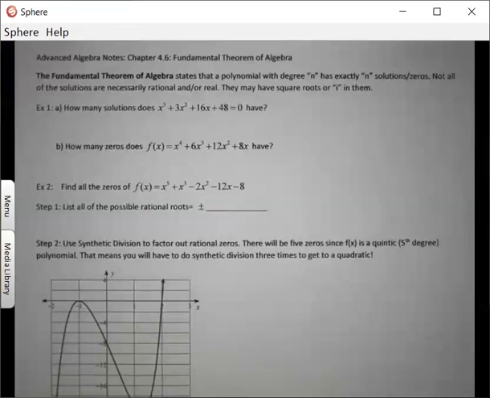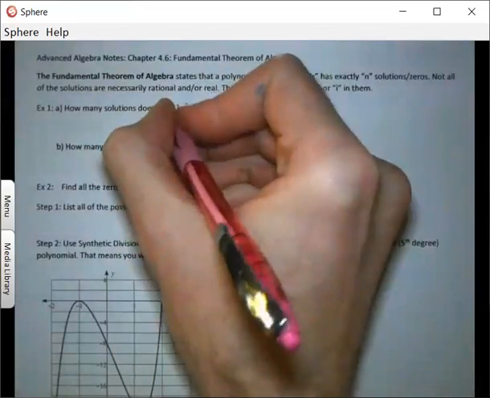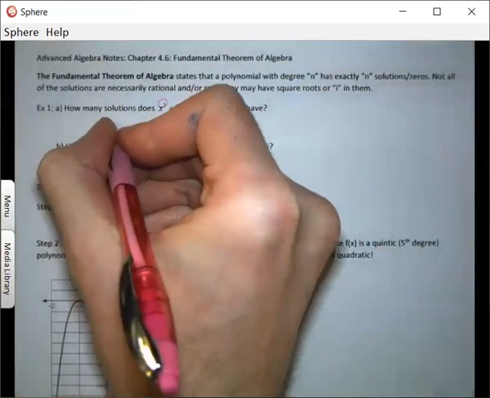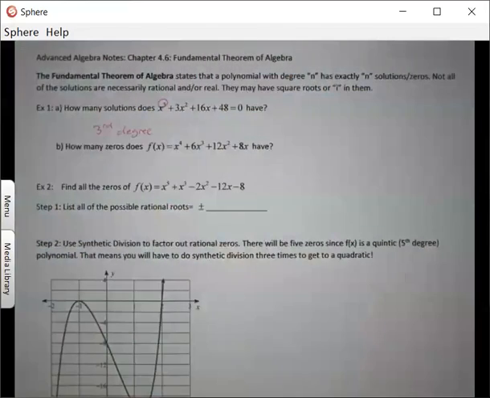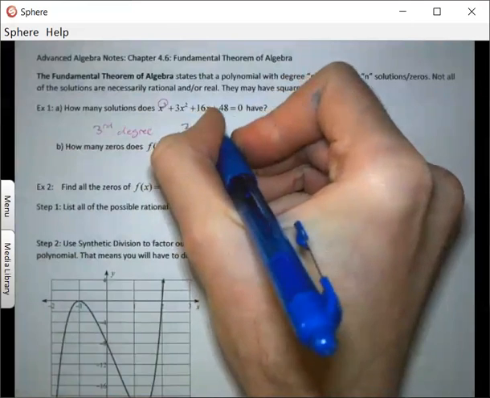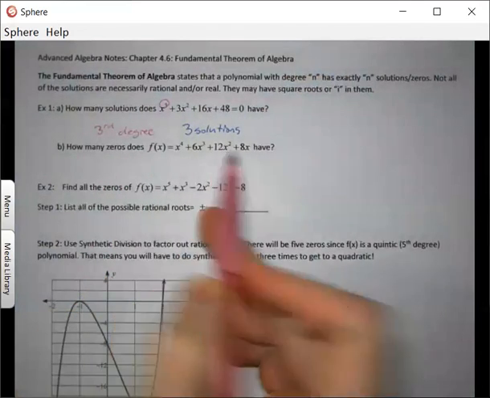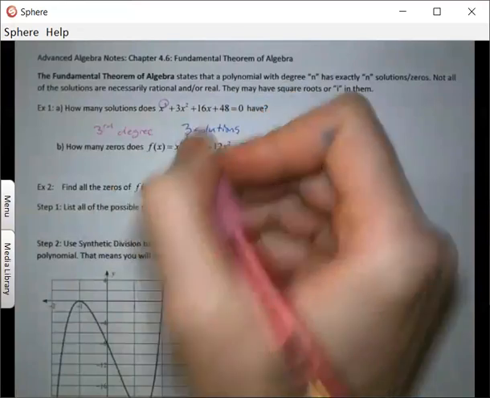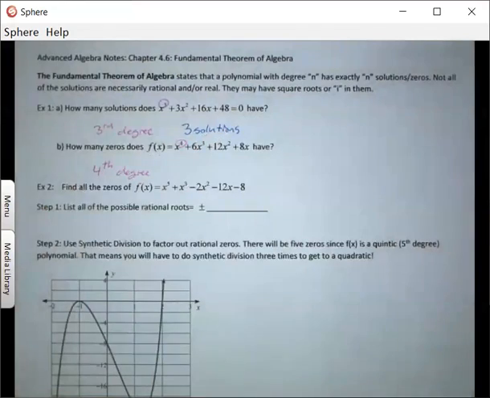Example 1, let's see how many solutions we have here. When we take a look at the degree, we can say it's a third degree. So that tells us we have 3 solutions. So the next question, how many zeros do we have? Again, you take a look at the degree, 4th degree. So that tells us we have 4 zeros.